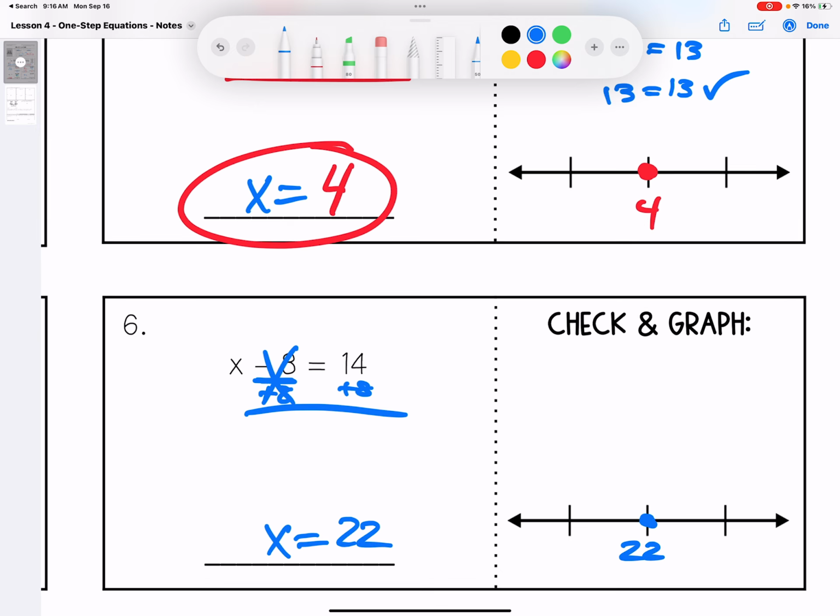Now let's go ahead and sub that back into our problem. So we have x minus 8 equals 14. We're going to take that 22 and plug it in for x. Does 14 equal 14? Check.